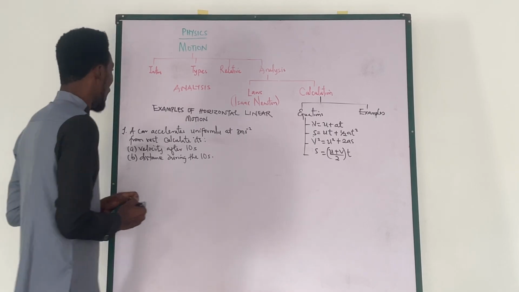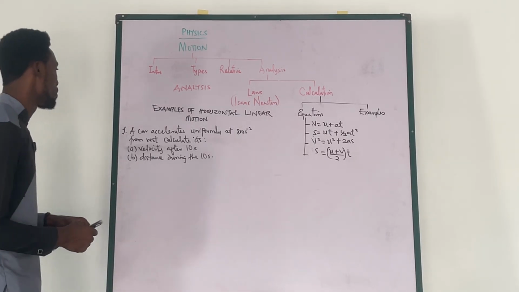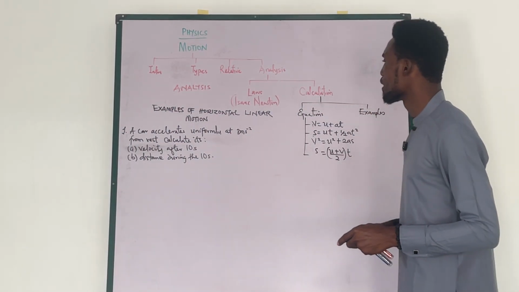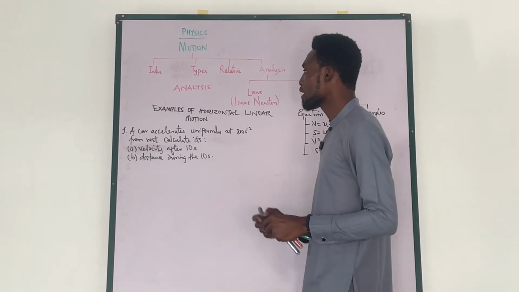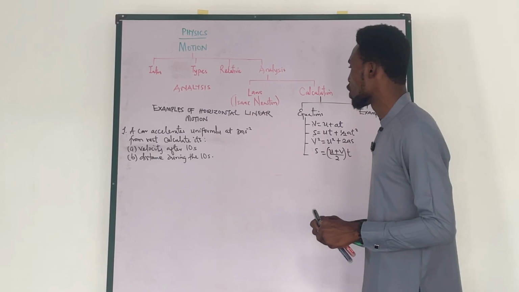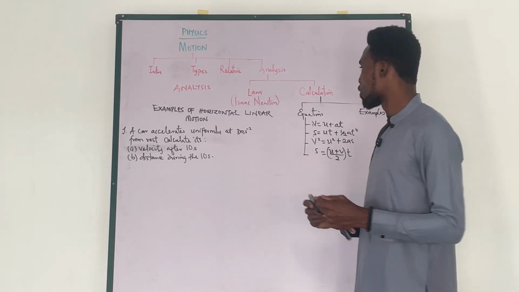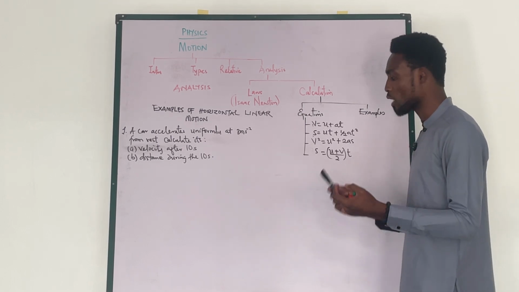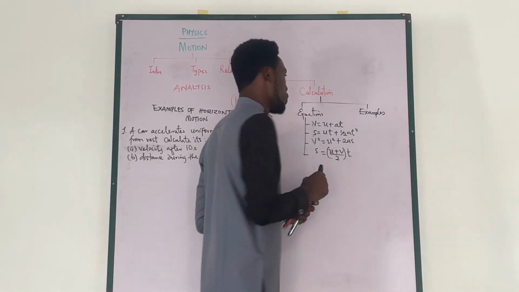All right, guys, I have a question right here to solve. And the question says, a car accelerates uniformly at 3 meters per second squared from rest. Calculate its A, velocity after 10 seconds, B, distance during the 10 seconds. Now, this is pretty simple, but you must understand what to use when it comes to dealing with these questions. Here are the equations you need, and this is how it works.